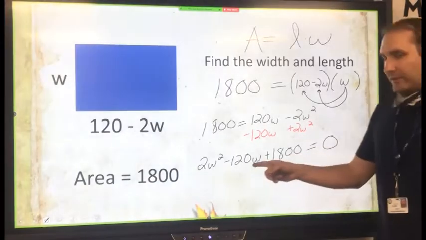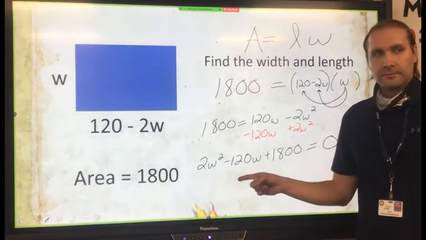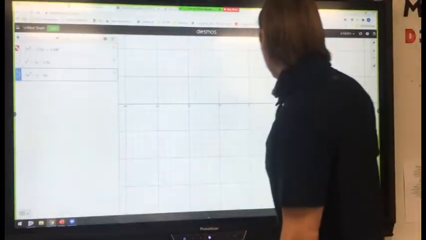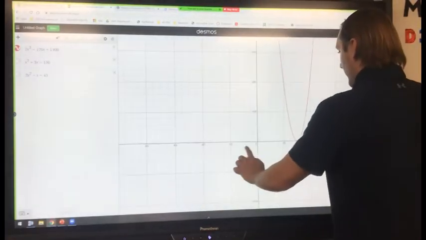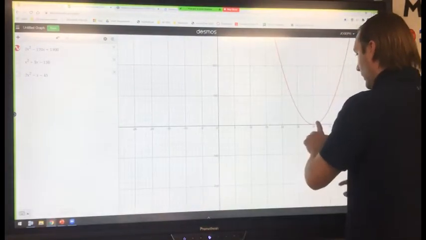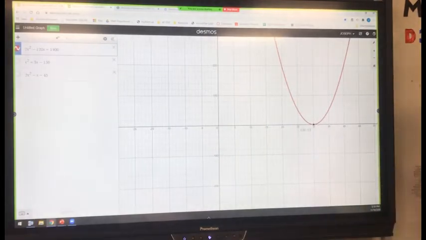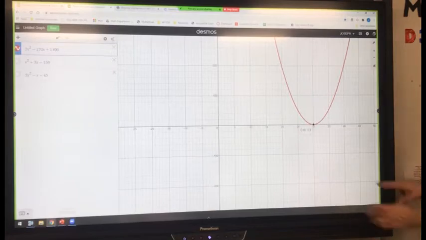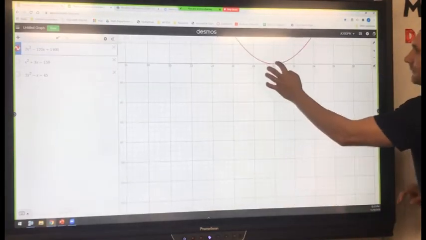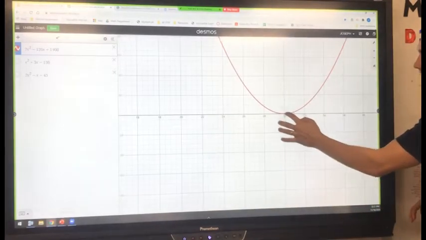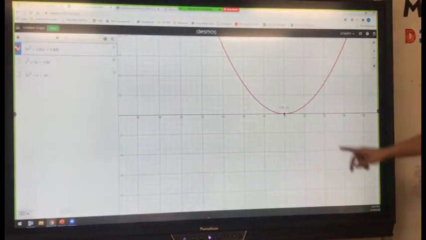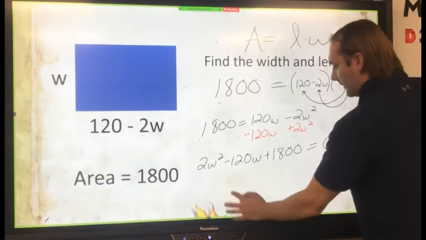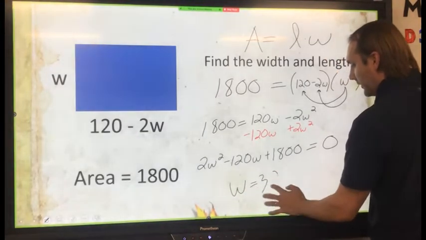Give me a method to solve this quadratic. Graphing. Yeah, it's already graphed. And I see, what is my solution for that quadratic? 30, yes, where it touches the x-axis. 30. So that tells me that W equals 30.